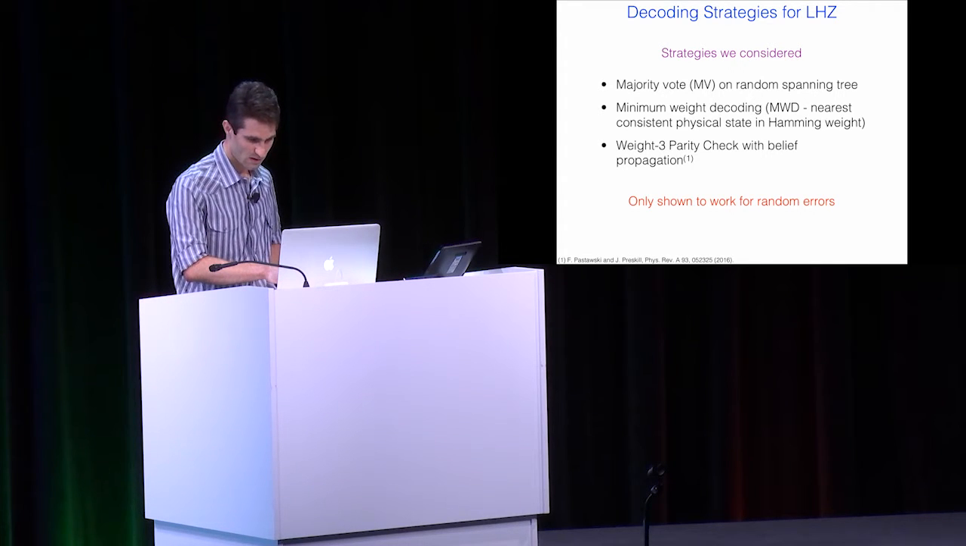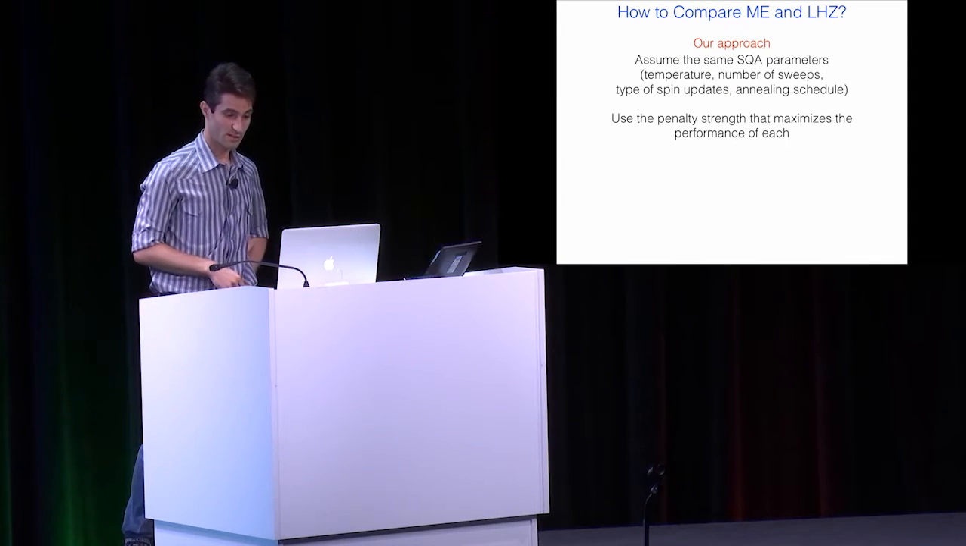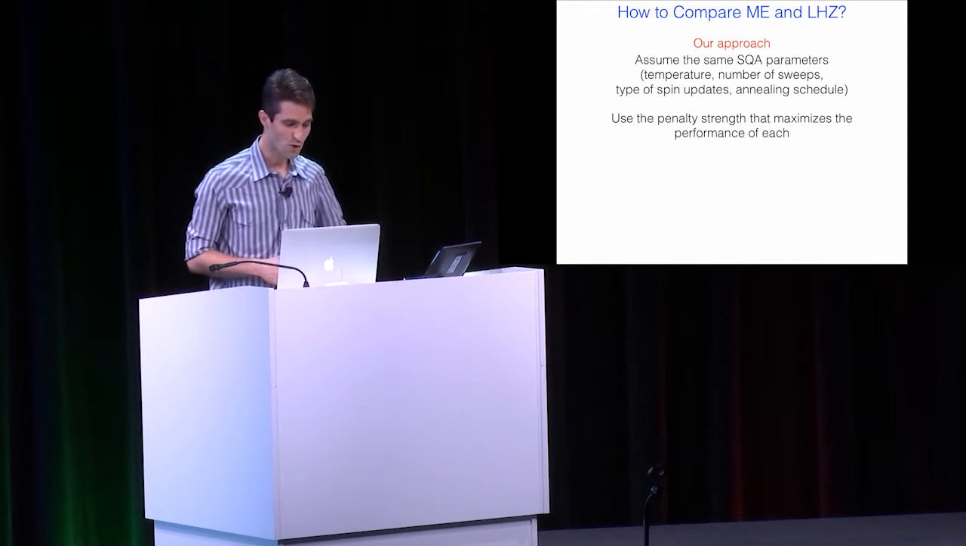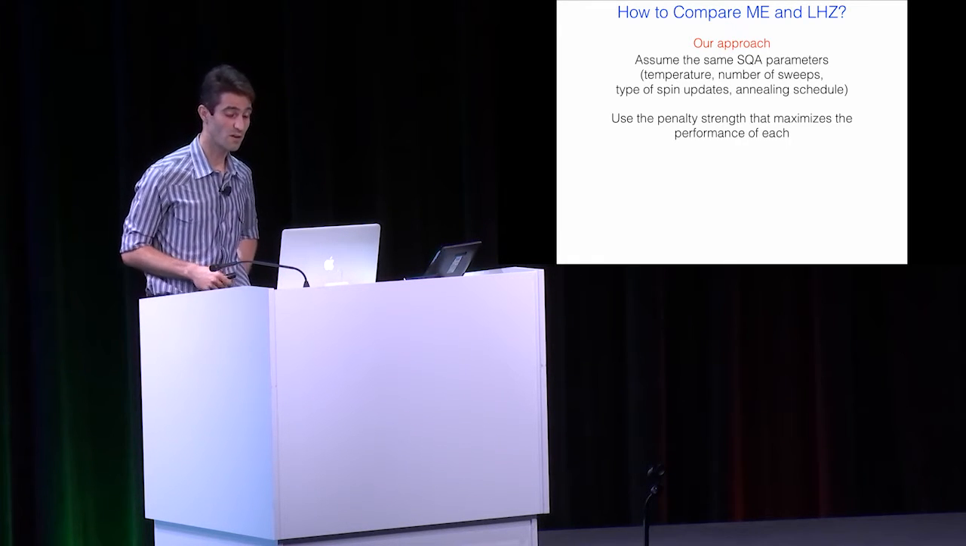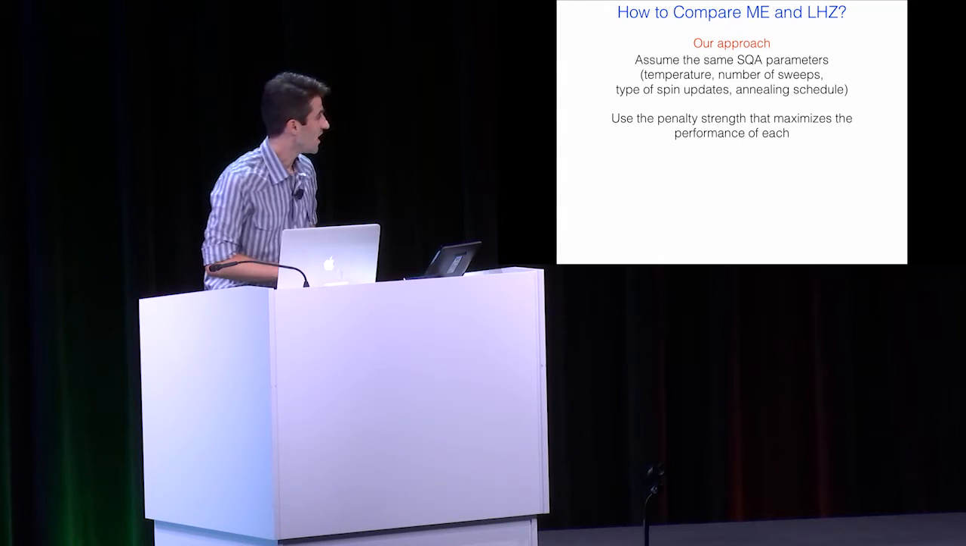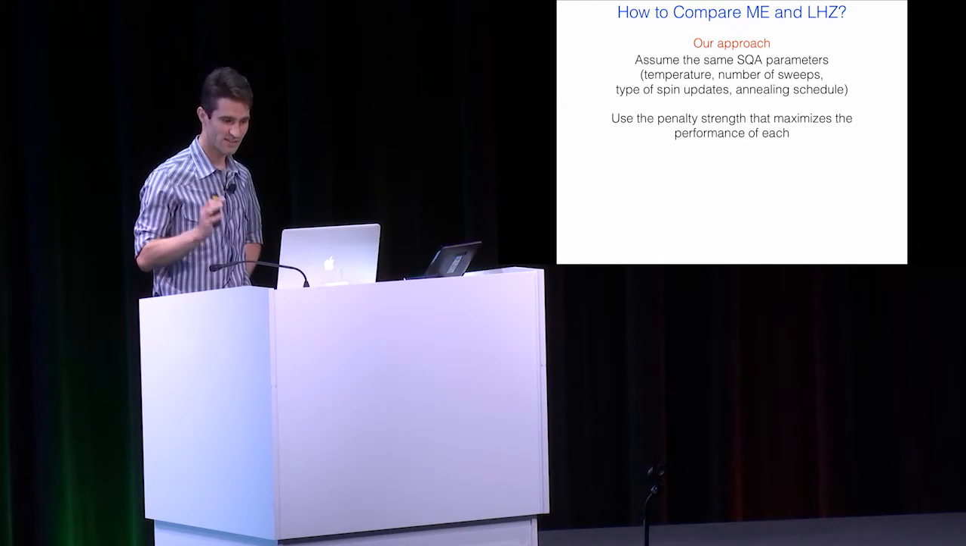Okay. So now there's the question of, and this is in some sense the big question, how do you compare the minor embedding scheme and the LHZ scheme? Okay? And how do you compare them fairly? Okay? Now, this, I think, will be very controversial, but this is what we did.